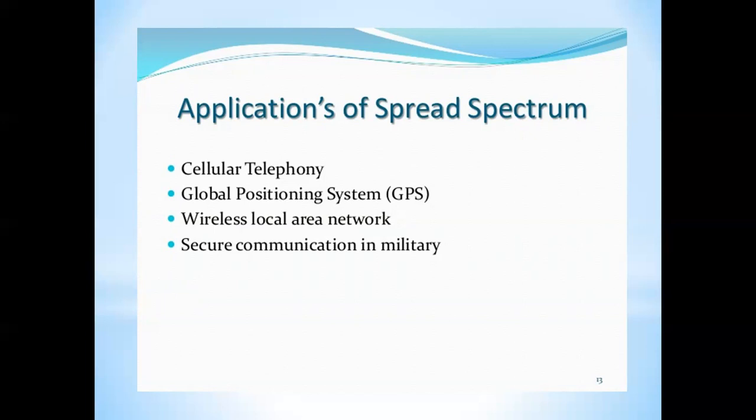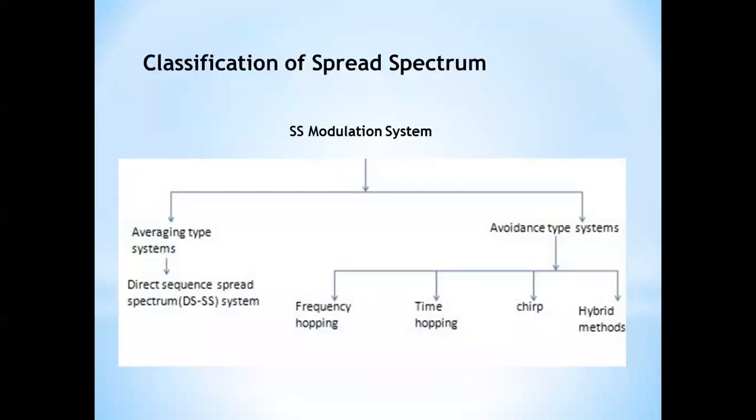And last is to obtain message privacy. Message privacy can be obtained by superimposing a pseudo-random pattern on a transmitted message. Multiple other applications are there in cellular telephony, global positioning system, wireless local area networks, and secure communication in military. Next is classification of spread spectrum modulation techniques.